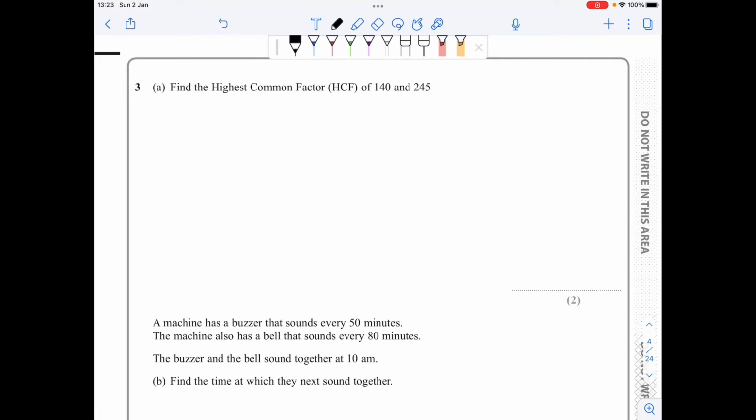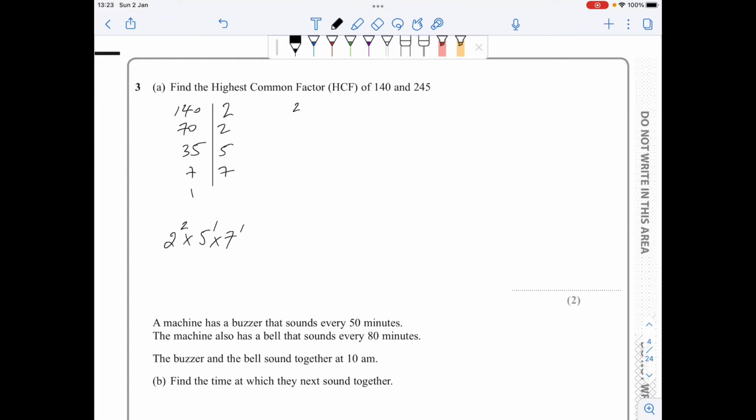In part A, I'll start by converting 140 and 245 as products of prime numbers. So for 140, I can divide by 2, that's 70, divide by 2, it's 35, divide by 5, I get a 7, and then 7, I get 1. So 140 is 2 squared times 5 to the 1 times 7 to the power of 1.